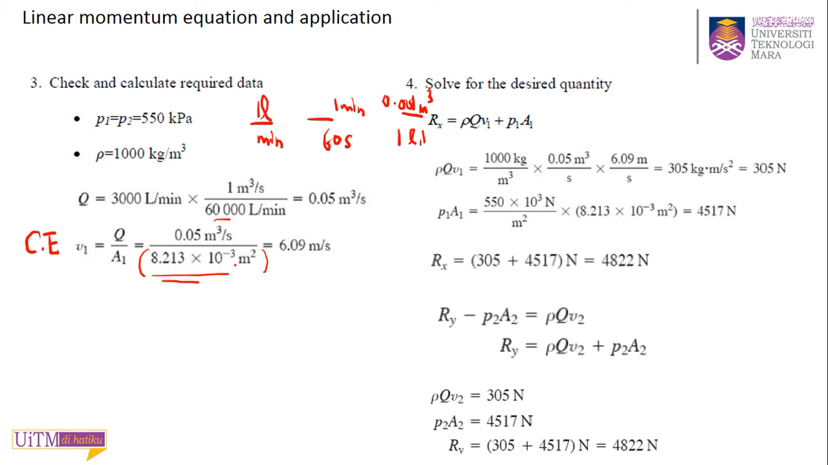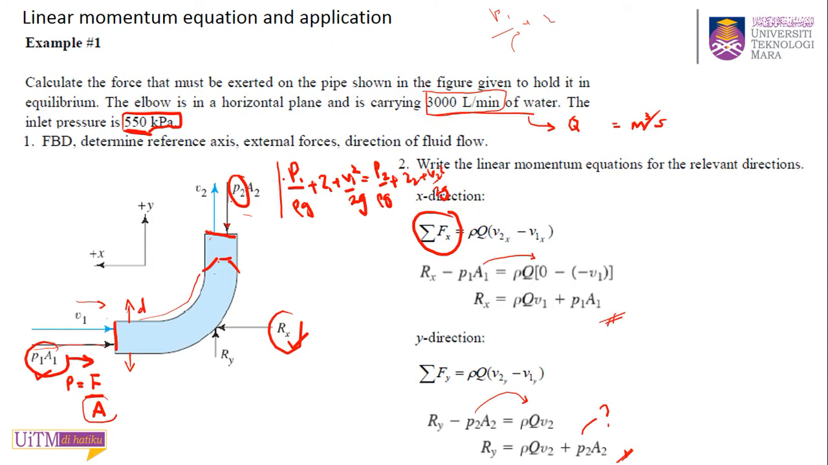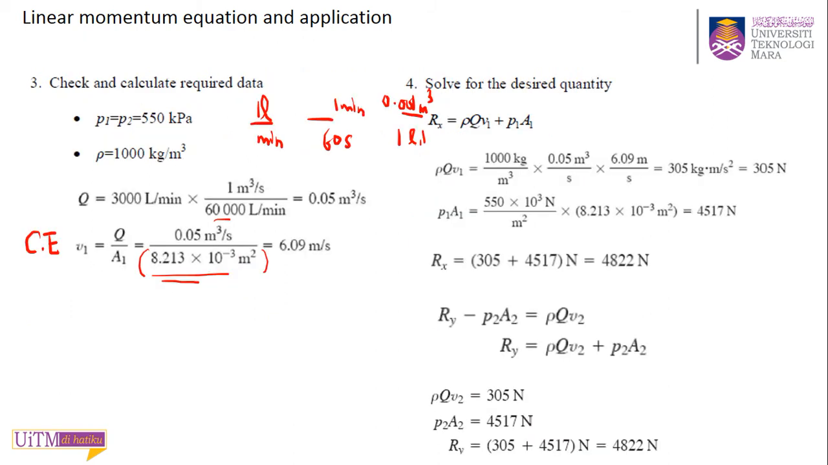Okay, so that's how you get your V, and then you can solve your linear momentum equation. So Rx equals rho times Q times V1 plus P1 times A1. Okay, they must give you the A1 here, the diameter of this pipe, to get the area. So you just substitute back inside your linear equation, and this will give you the answer for the resultant force in X direction. And also in Y direction. Okay, this is the Y direction.